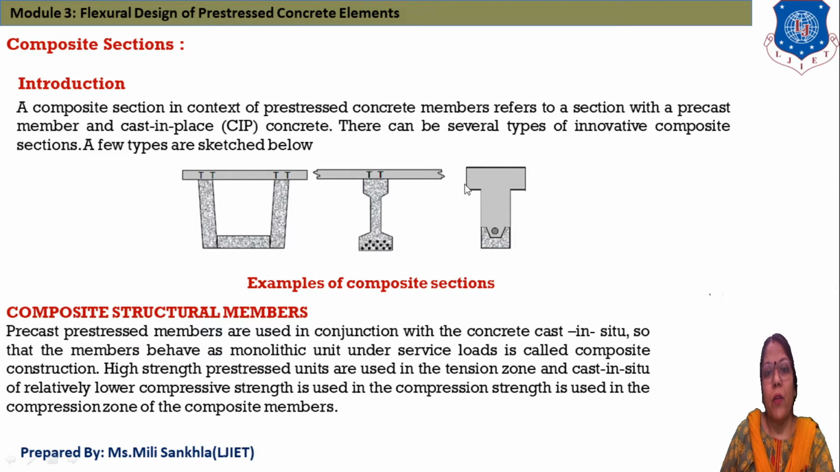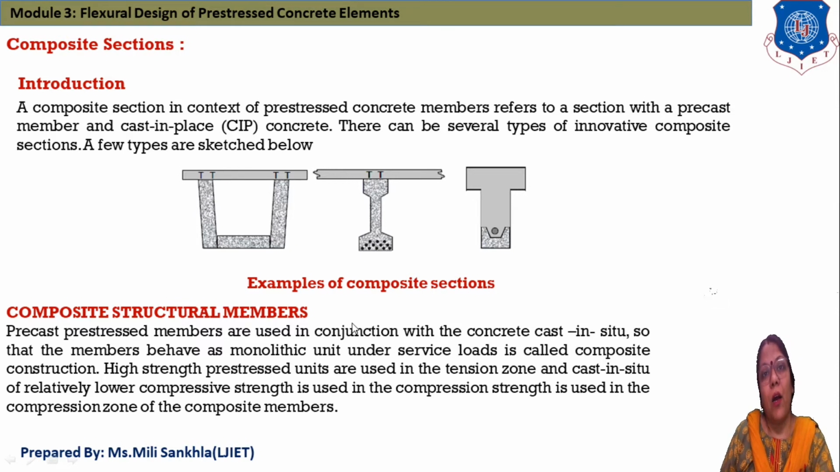Here I take three images of composite section. First one is the box girder, second one is the I girder, and this one is the T girder. Box girder, then I girder and T girder. This one is the section of a composite section. Now we understand what is a composite structural member.